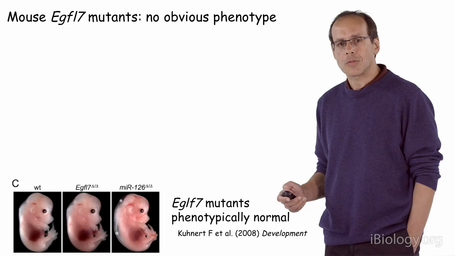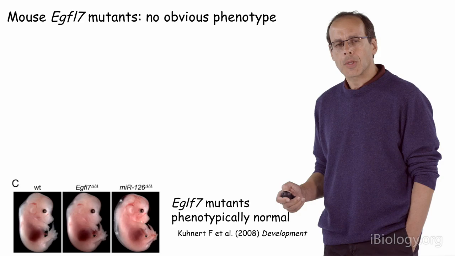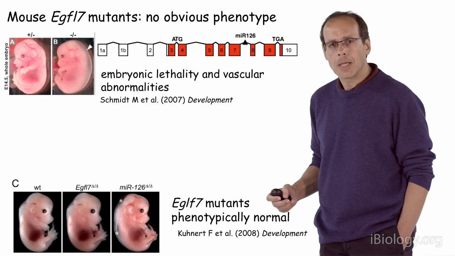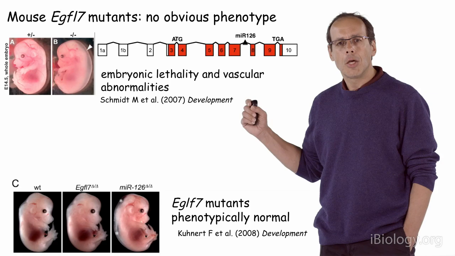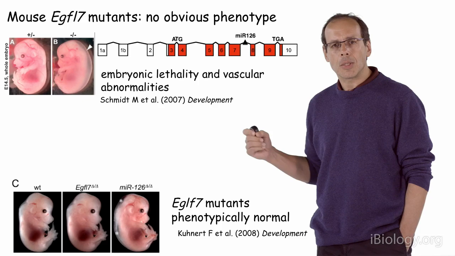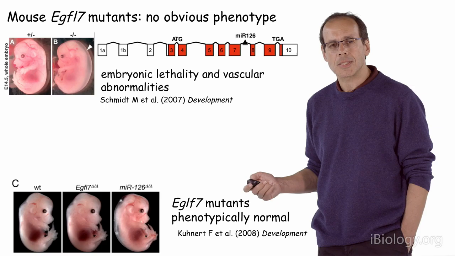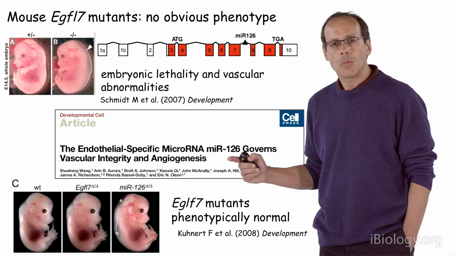Now, this was a little complicated initially by the fact that in the EGFR7 locus, as you can see here, there's a microRNA 126 embedded in this locus. And this microRNA is also expressed in endothelial cells. And so, in fact, the original mutant that was made deleted this microRNA as well, and this led to the appearance of vascular phenotypes. But when specific knockouts, specific mutations, were made either in the microRNA or the EGFR7 gene itself, it was realized that the microRNA was the one responsible for the phenotype seen in the original mutant.